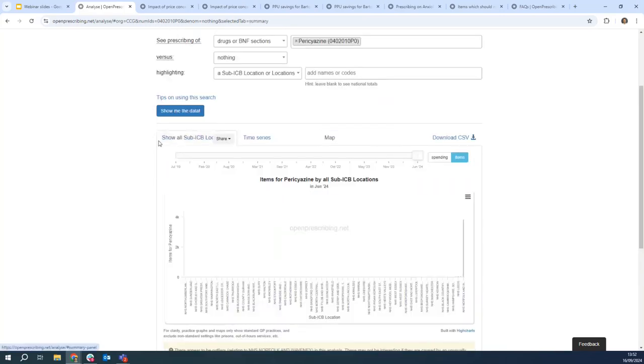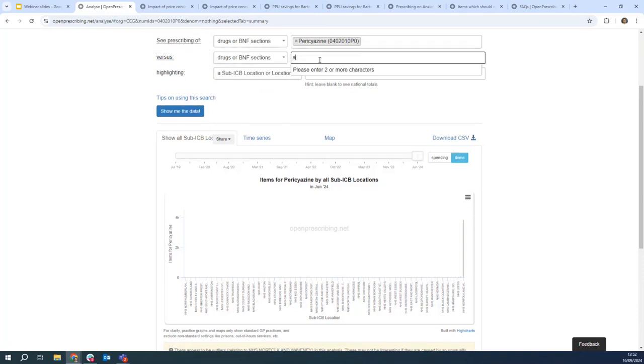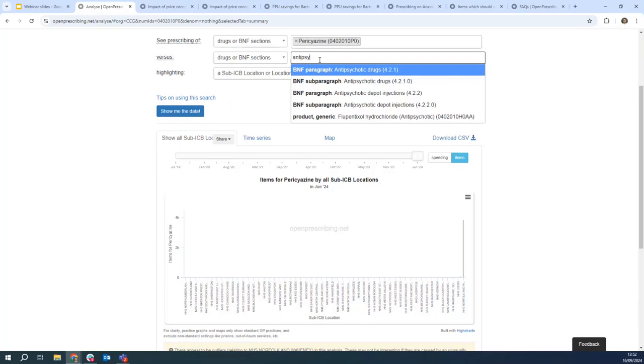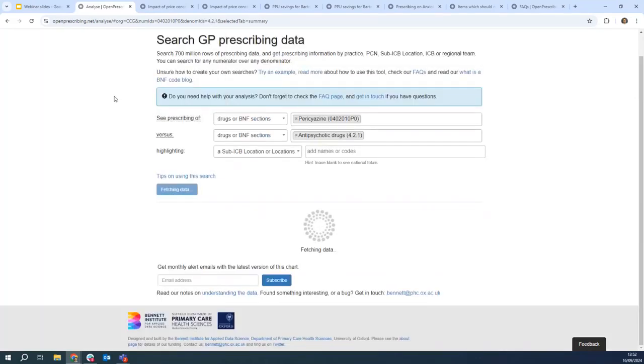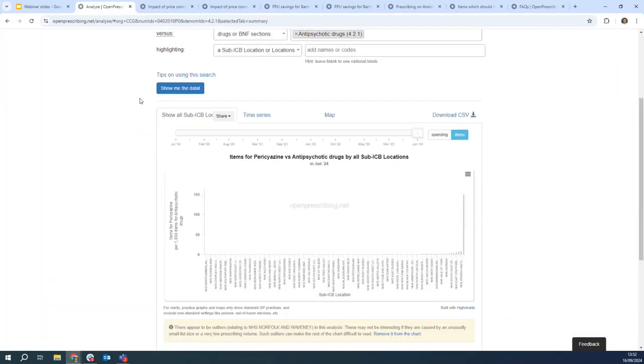So that's interesting to know, but there might be reasons why. I don't know, maybe the antipsychotic prescribing rates are much higher in Norfolk. Maybe it's that a lot of it comes from specialist centres elsewhere, but in this area, it all comes from primary care. So you can use things like our denominators here. Say here, what we might use is antipsychotic drugs, dividing the number of pericyazine prescriptions by the total number of antipsychotic prescriptions, just to give us an idea and to normalize things.